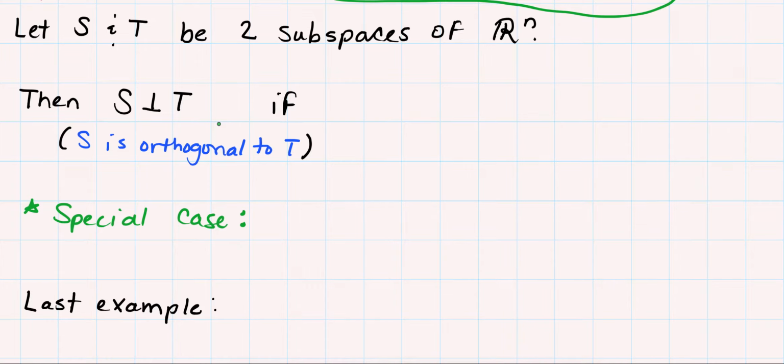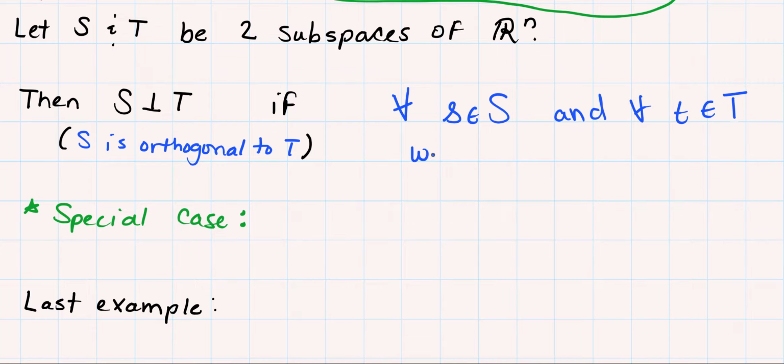Okay? So suppose S and T are just two subspaces of Rn. We say that S is orthogonal to T, and we write this little perpendicular sign here, S is orthogonal to T if, well, what does it mean for two to be orthogonal? If for all s in S, and for all t in T, we have that the inner product of s and t is equal to 0.